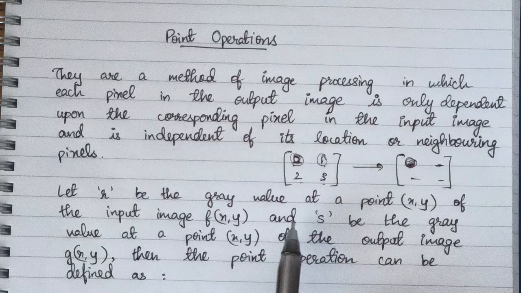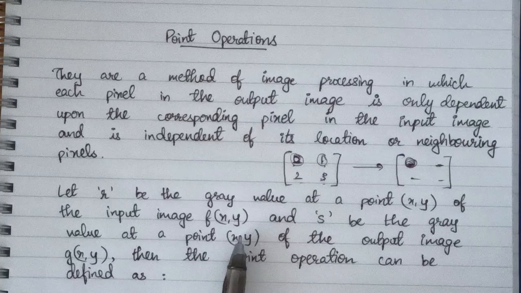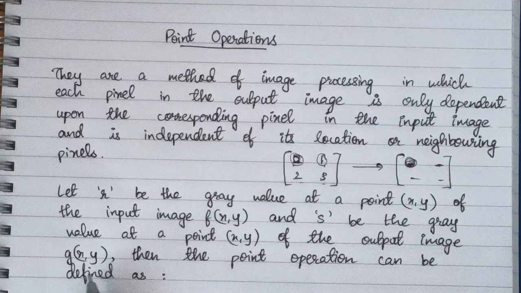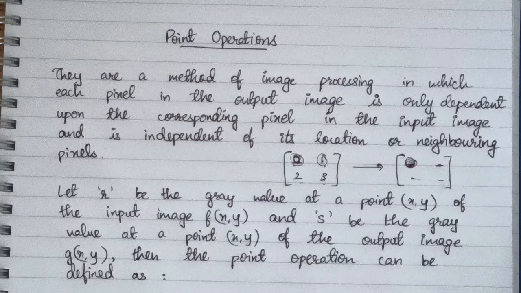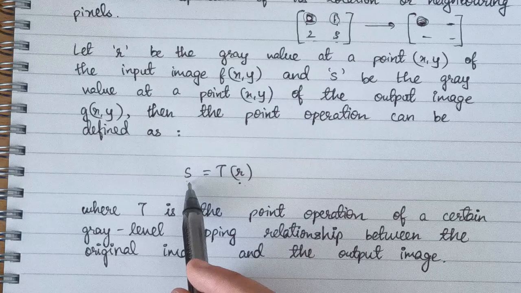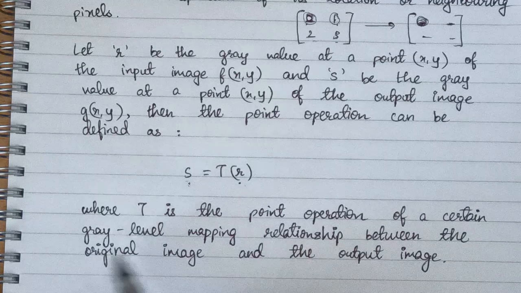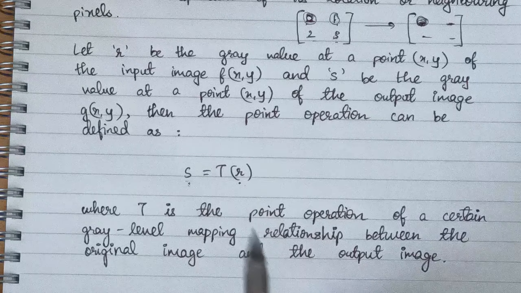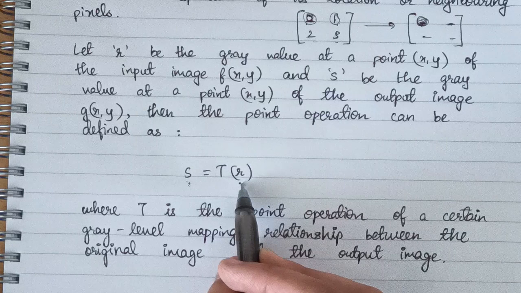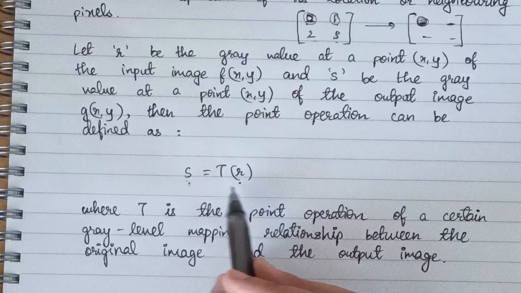Now let R be the gray level at a point x, y of the input image f of x, y, and S be the gray value at a point x, y of the output image g of x, y. Then the point operation can be defined as follows. So the point operation can be represented as S is equal to T of R, where T is the point operation of a certain gray level mapping relationship between the original image and the output image. So if S represents a gray value at the output image and R represents the gray value at the input image, then T is the transformation function which is applied on the input image so that we get the output image.